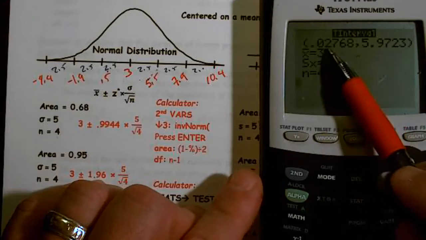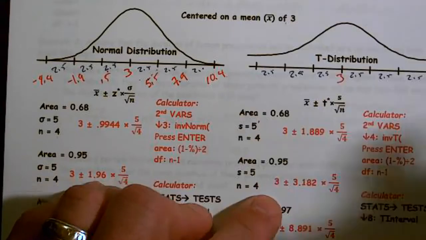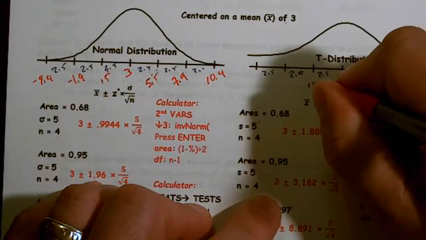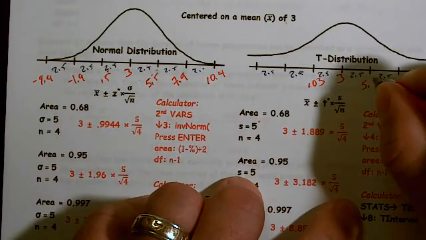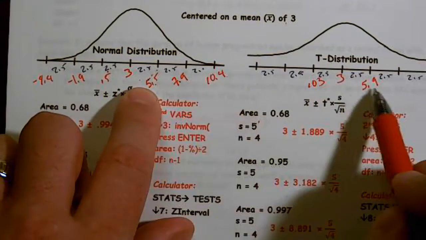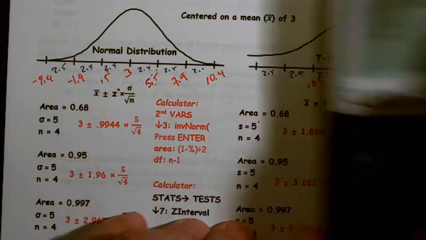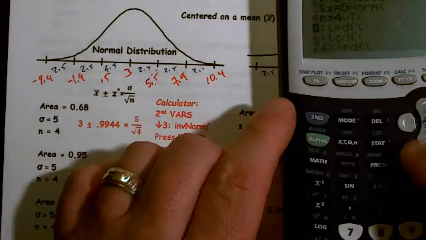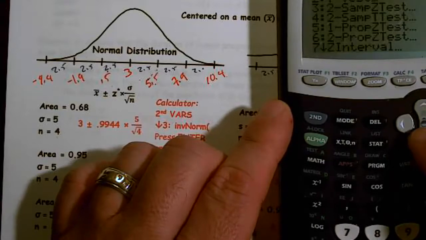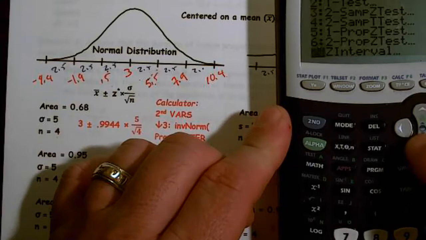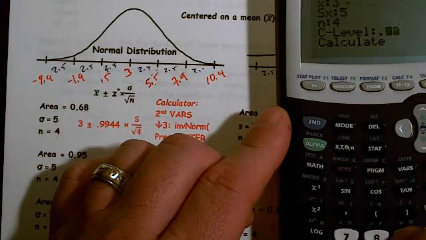And we're at 0.027 and 5.97. So a little bit wider, but not substantially. So this is about 0.03, and this is about 5.9. So 5.5, this is a little larger, this is a little smaller, but not substantial. But when we start getting out further, let's do the same thing. So stat test, and we're going to scroll down to number 8, t-interval. And we're going to change our confidence level to 0.95.